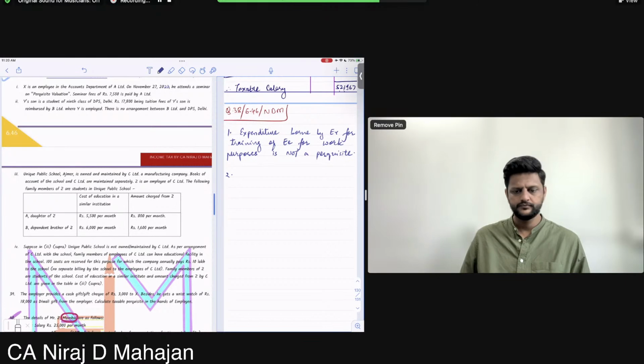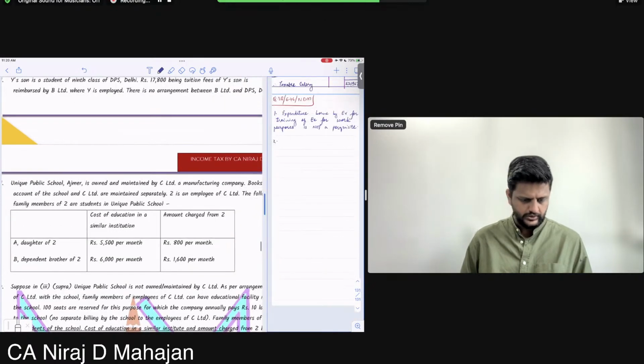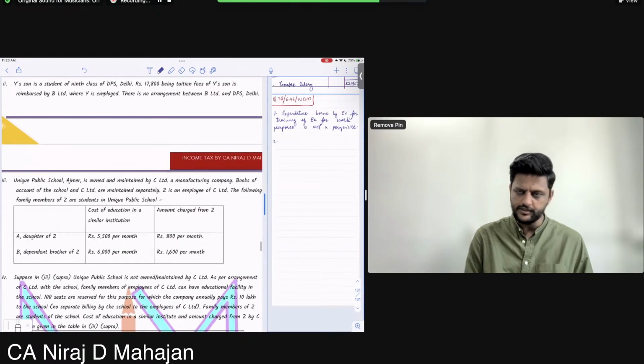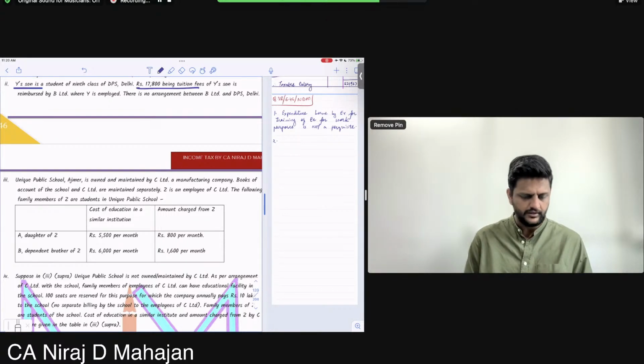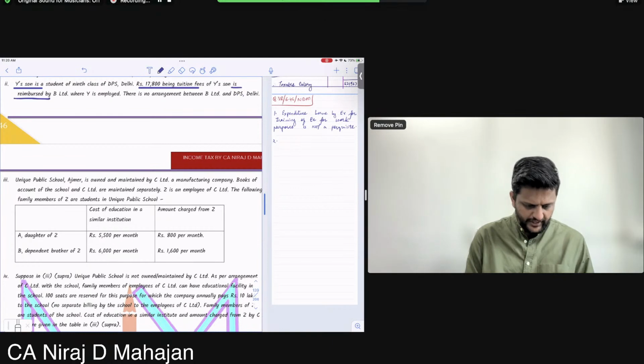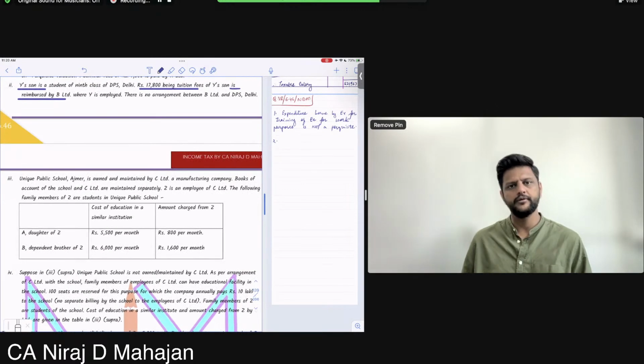Okay, next one. These are separate, independent cases. Y's son is a student of 9th class of DPS Delhi. 70,500 being tuition fees of Y's son is reimbursed by the company where Mr. Y is working. So basically his employer has reimbursed the fees. There is no arrangement between the company and the school. What will happen?